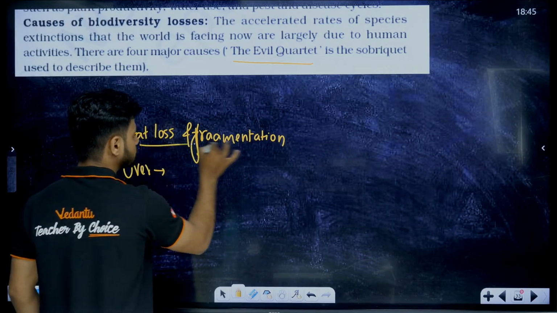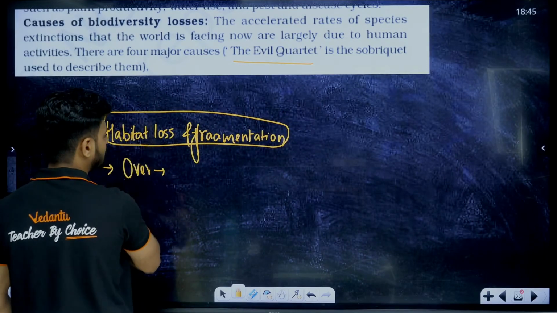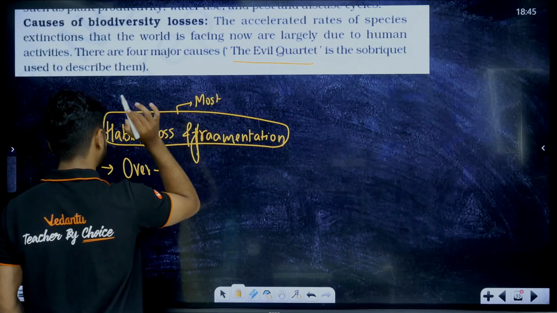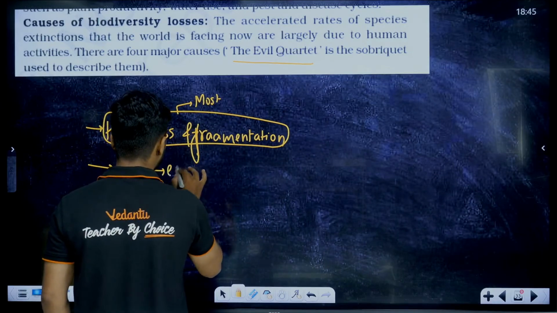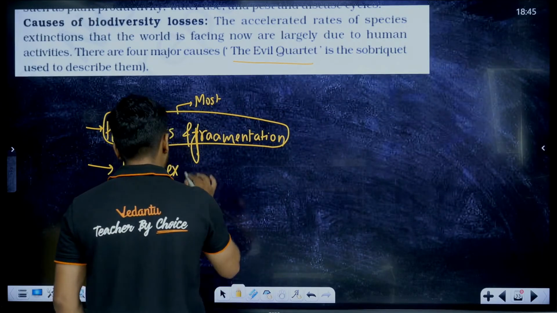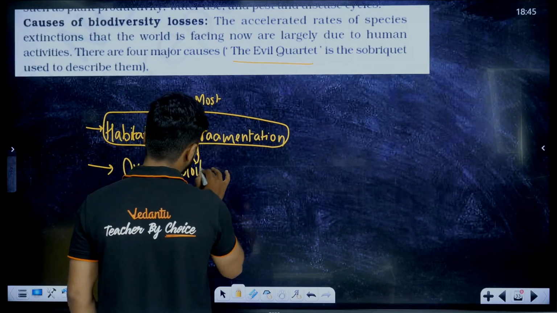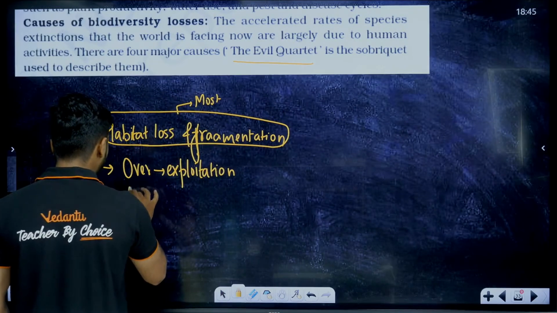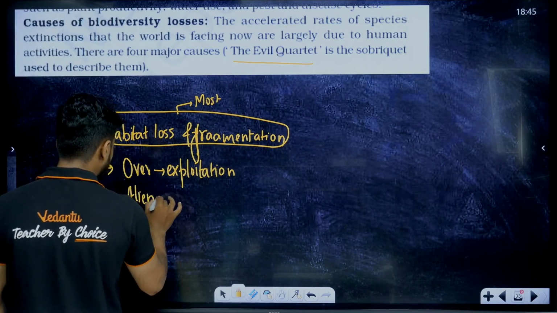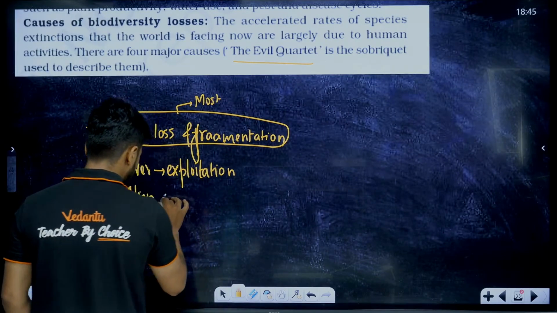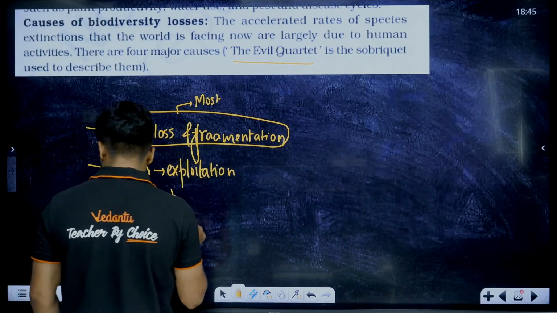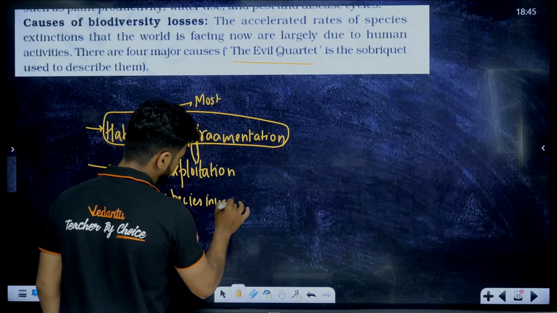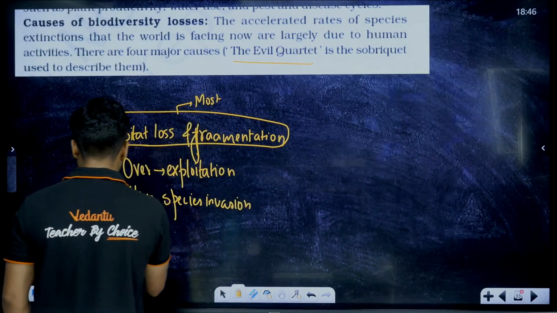Then we have something called overexploitation. Here we learn about the soybean cultivation, and it is the most important one. In overexploitation, we learn about Steller's sea cows as well as passenger pigeons. Then we have alien species invasion: Lantana camara, Parthenium, and water hyacinth. All of them are part of your alien species invasion examples. Students, examples are the most important one.